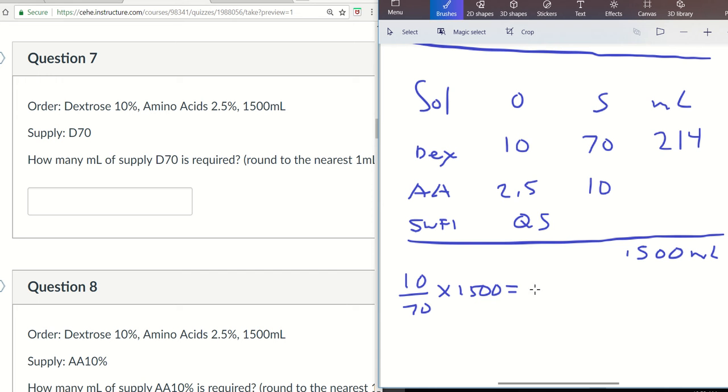214. And then for amino acid, 2.5 divided by 10 times 1,500. 375. All right, now let's find water. We need to subtract that sum. So that is 589.